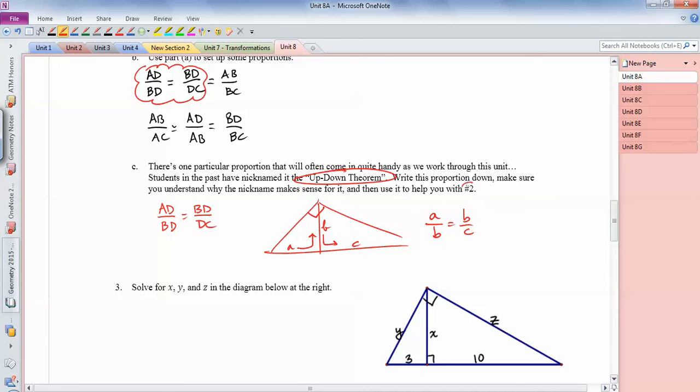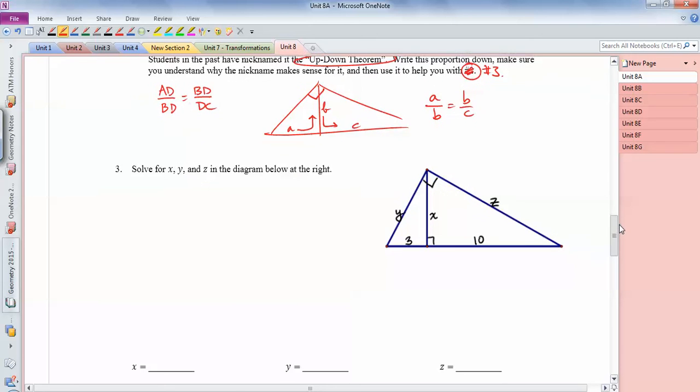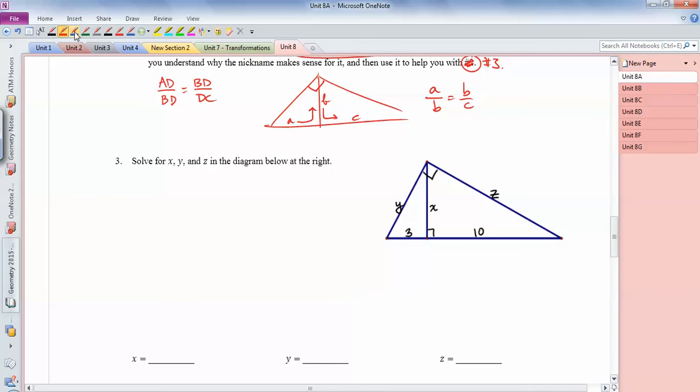Okay? Oh, this is a typo. That should say number 3. So let's take a look at 3. Solve for x, y, and z. Well, notice we got the right angle at the top, and the triangle is chopped from the right angle into two smaller right triangles. So we can use the up-down theorem here. 3 over x equals x over 10. And if we cross multiply, we'll get 30 equals x squared. So then root 30 equals x.